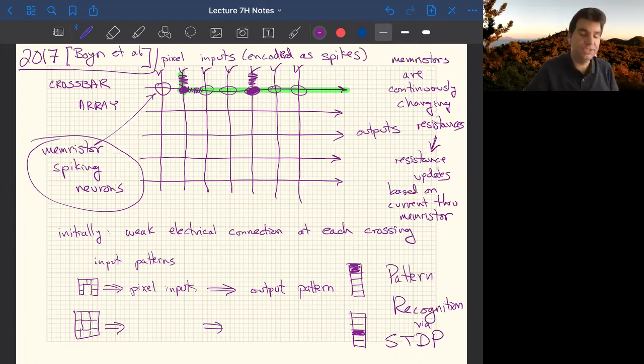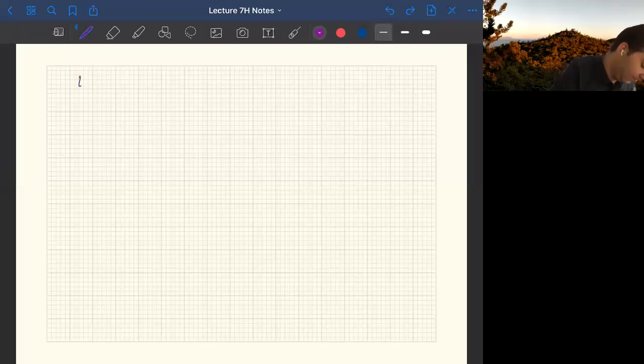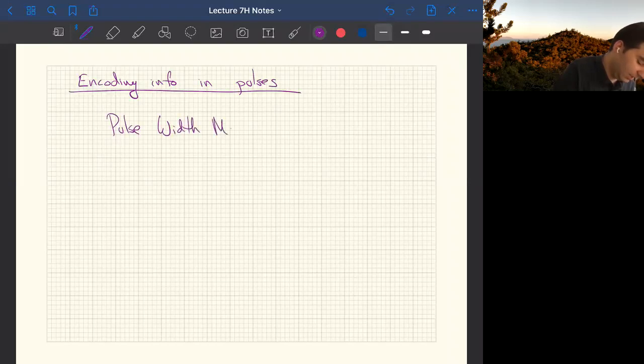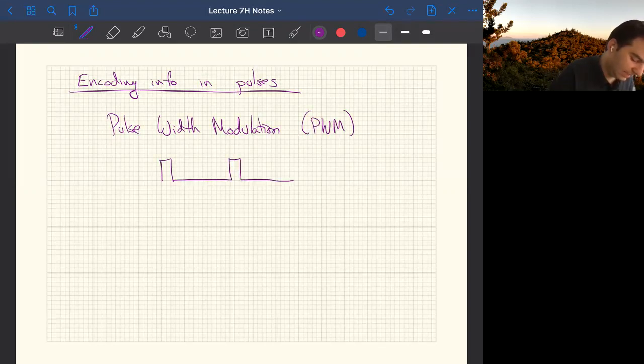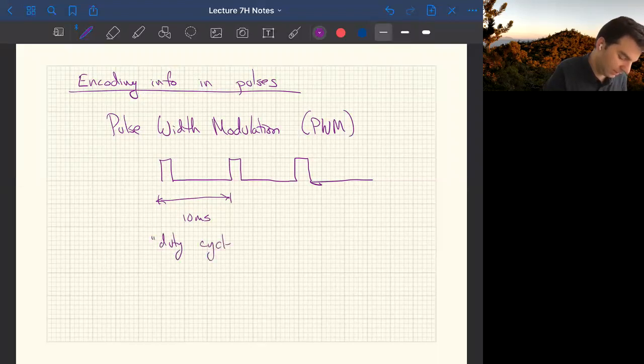Well, there are a bunch of different ways to encode information in pulses, and I mentioned a couple last time. For example, there's pulse width modulation, or PWM, where you basically have a periodic signal that you know the period of. So you say this is, whatever, 10 milliseconds, and you then encode the duty cycle, which is where the info goes.